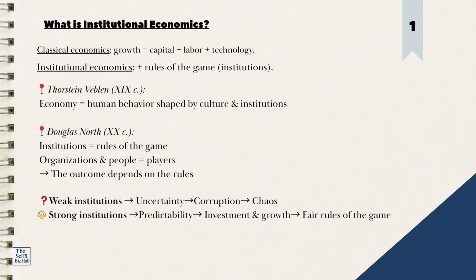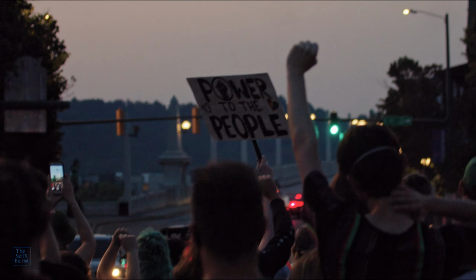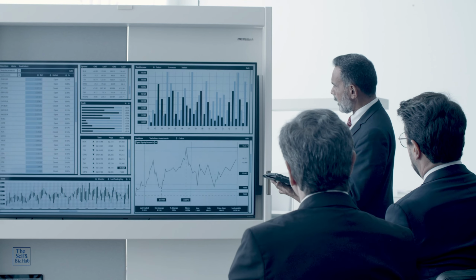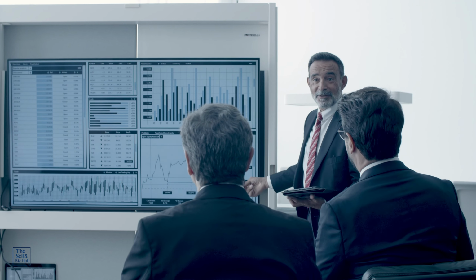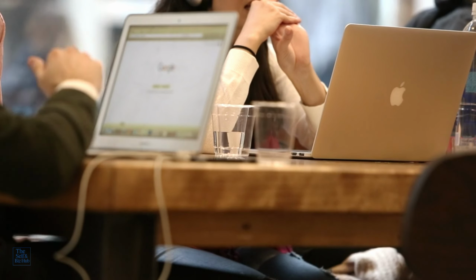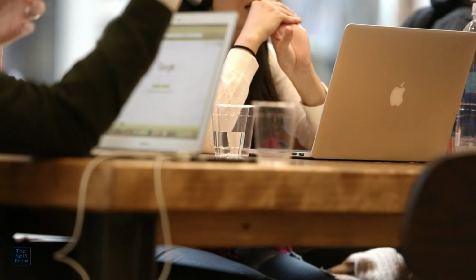Think of it like football. If the rules are clear and the referee is fair, the game is exciting, and the result depends on the skill of the players. But if the referee takes bribes, players use their hands, and goals are awarded because of connections, the whole championship becomes chaos. The same is true for an economy. Weak institutions create uncertainty, corruption, and disorder. Strong institutions, on the other hand, give people and businesses the confidence to plan, invest, and grow, without the constant fear that their efforts could be destroyed by chance or by someone more powerful.